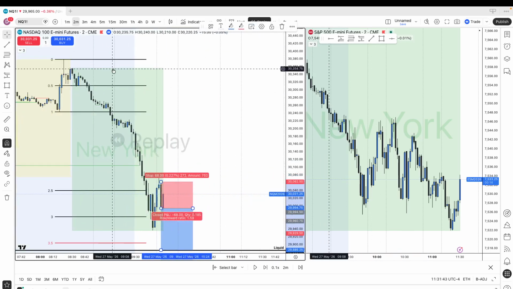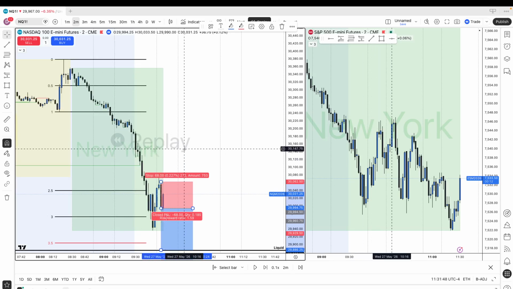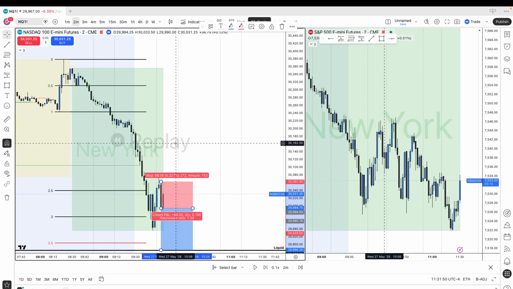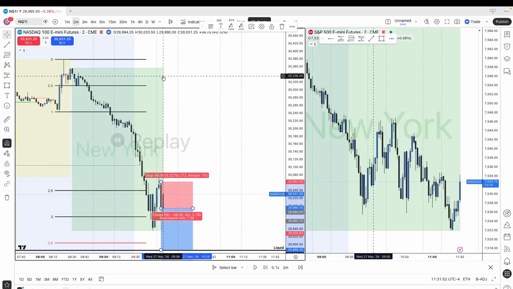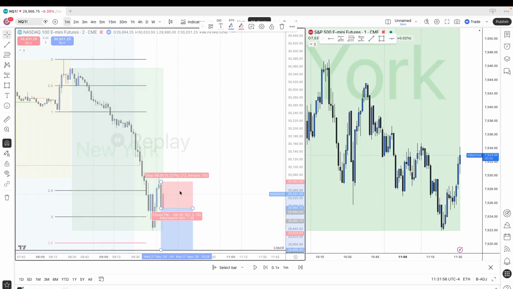So again, de-risk, that's one thing. Two things I did wrong today: not waiting for the high time frame gap to open up, and not de-risking. So then we can play this out real quick.